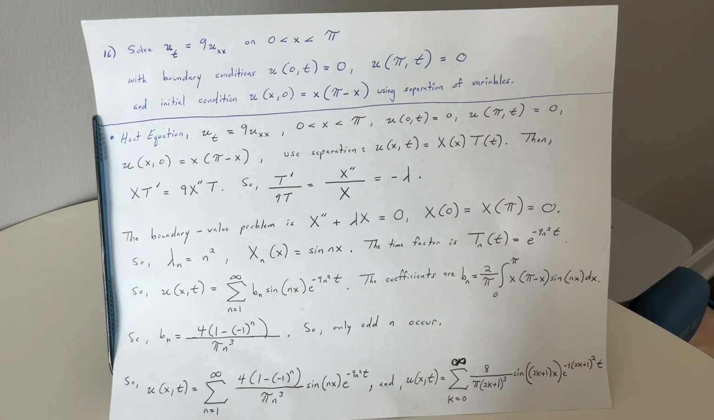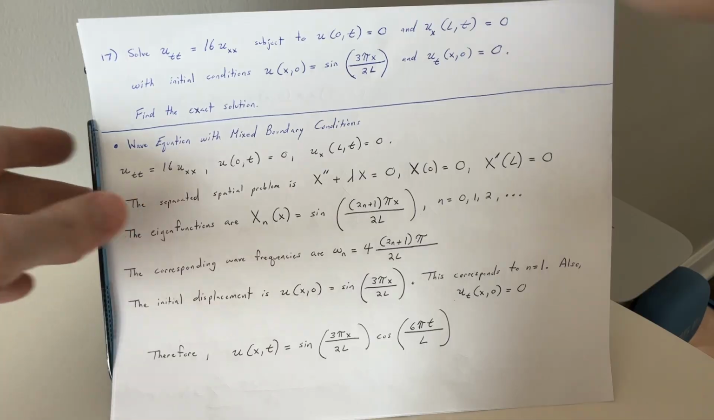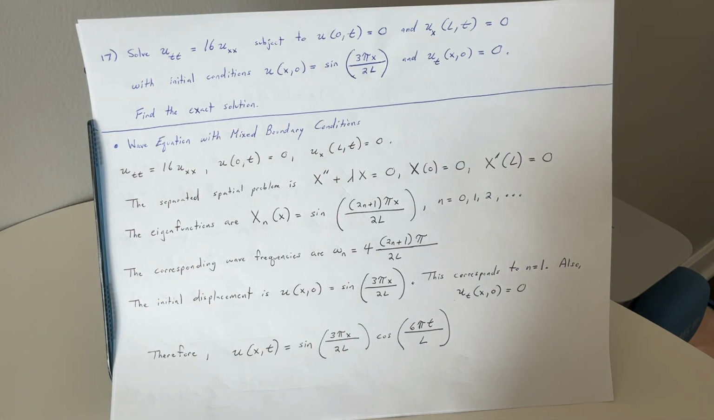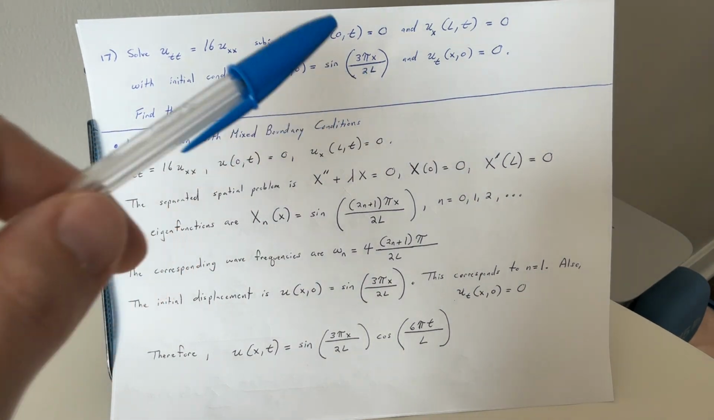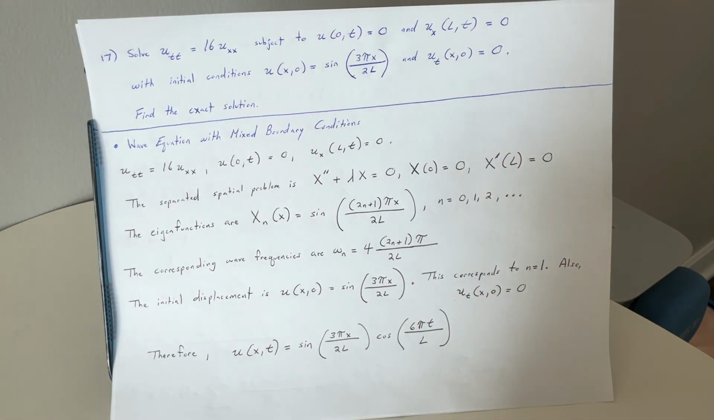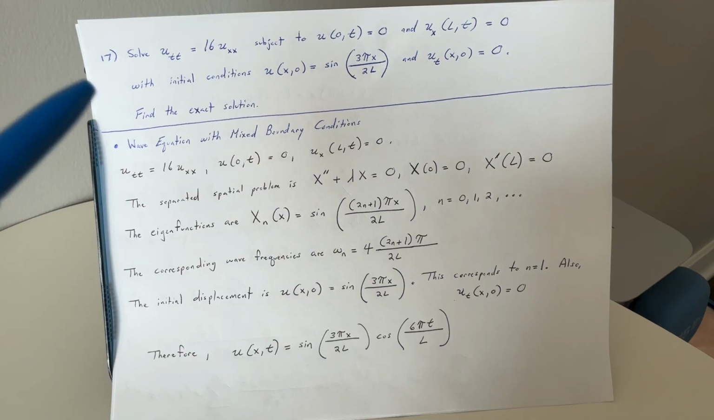Moving along now here to number 17. So 16 was heat equation, 17 is a wave equation. So for 17, solve u sub tt equals 16 u sub xx subject to u of 0, t equals 0, and u sub x of L comma t equals 0, with initial conditions u of x comma 0 equals sine of 3 pi x over 2L, and u sub t of x comma 0 equals 0. Find the exact solution. So this is a wave equation with mixed boundary conditions.